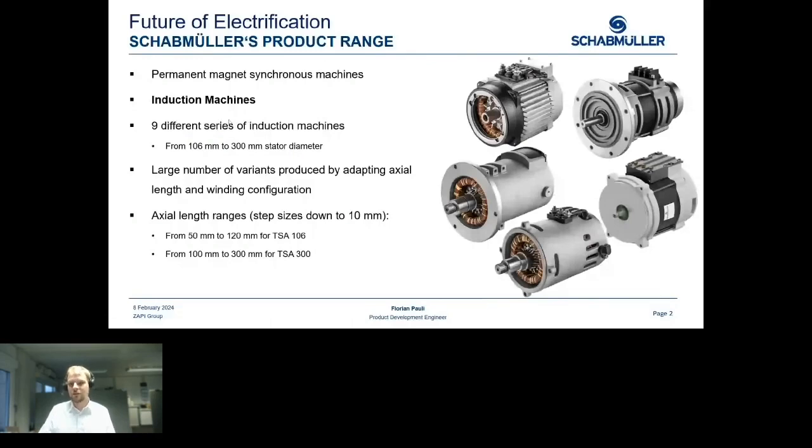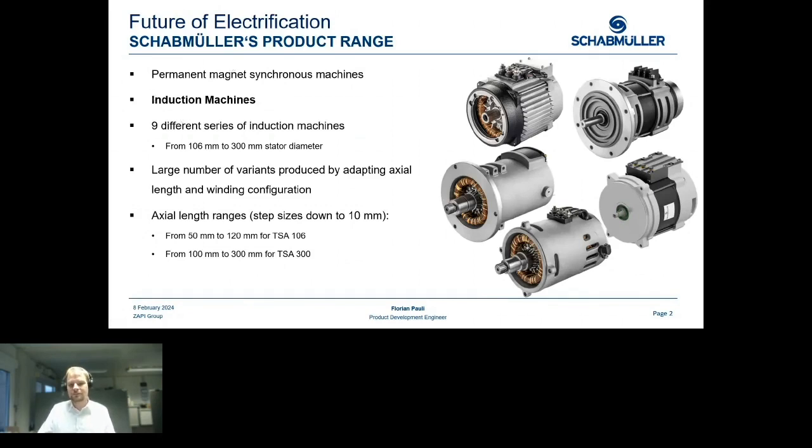First of all, I'm working for Schabmüller. We are producing electrical machines, permanent magnet synchronous machines, and what today's presentation will be about, induction machines. We have a large product variety and a large product range for both of these machine types. For induction machines, it's 9 different series.